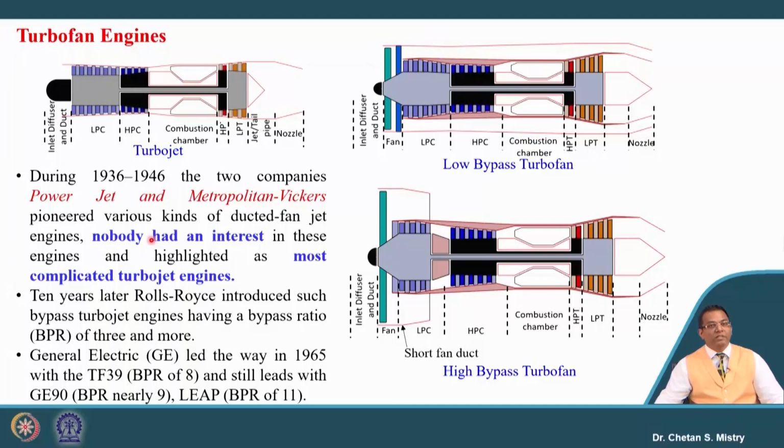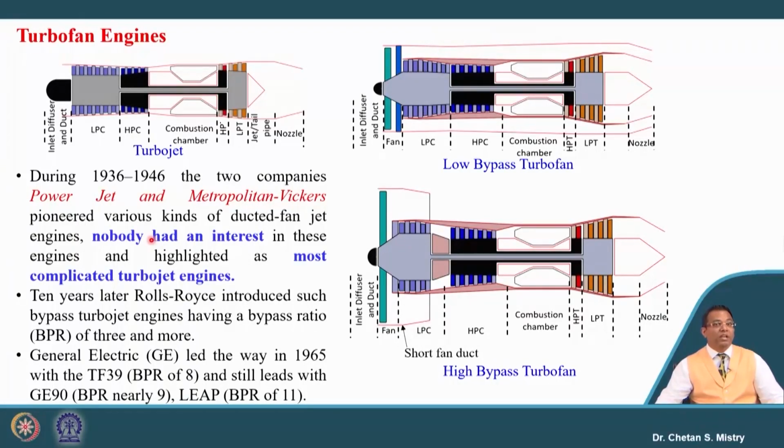Later on, say 10 years later, Rolls-Royce introduced such a bypass ratio turbojet engine with a bypass ratio in the order of 3 or more. Later on, in 65, GE came up with the TF39, which had a bypass ratio of 8, and they still have the GE90, which has a bypass ratio of approximately 9, the LEAP engine, which has a bypass ratio in the order of 11, and the GEnx, which has a bypass ratio of approximately 12.